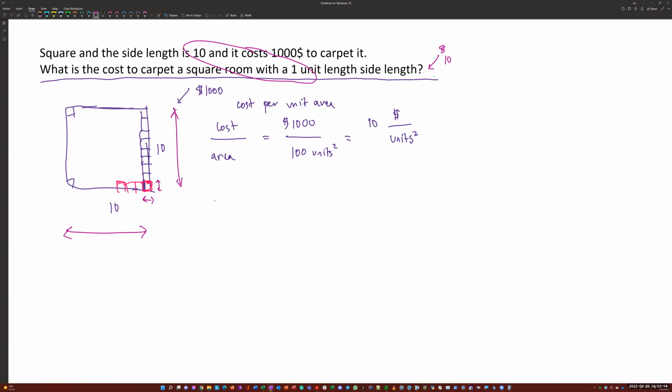All right. Now, another way to do it is the cost of the small one to the cost of the big one has to be equal to the area of the small one as compared to the area of the big one. Does that make sense? The cost of the small one, let's call that X. The cost of the big one, well, they told us it's $1,000. Then the area of the small one is 1 meter squared. The area of the big one is 100 meters squared multiplied by 1,000.